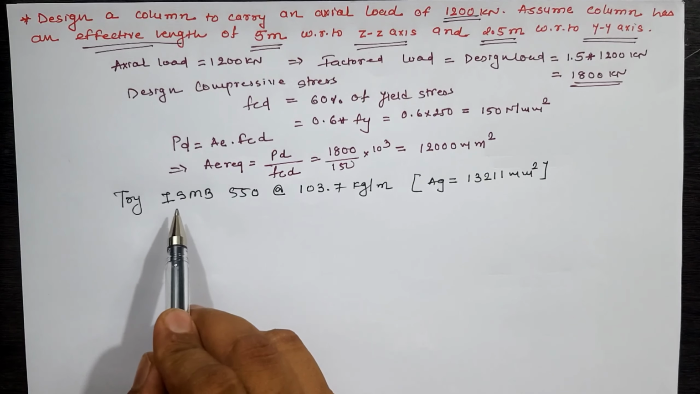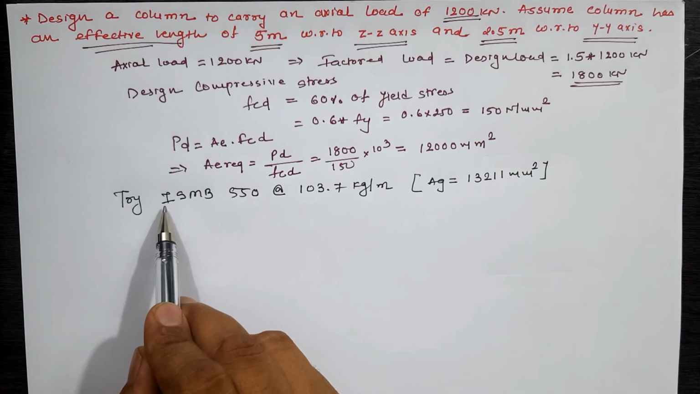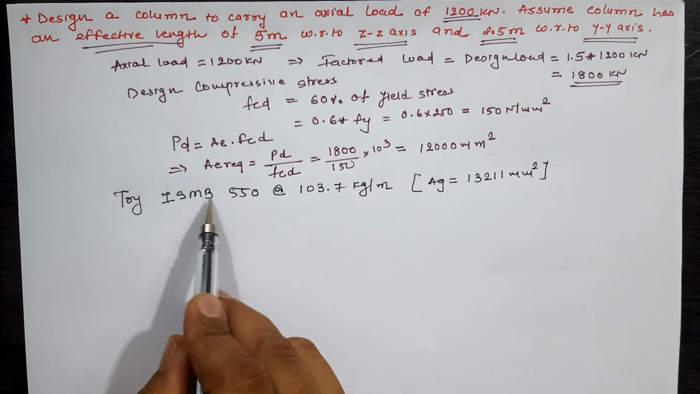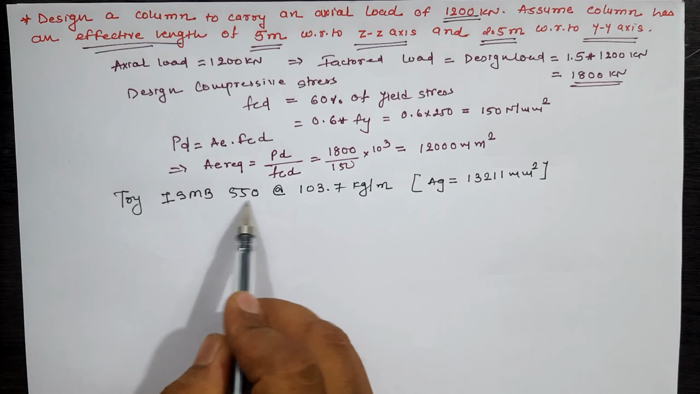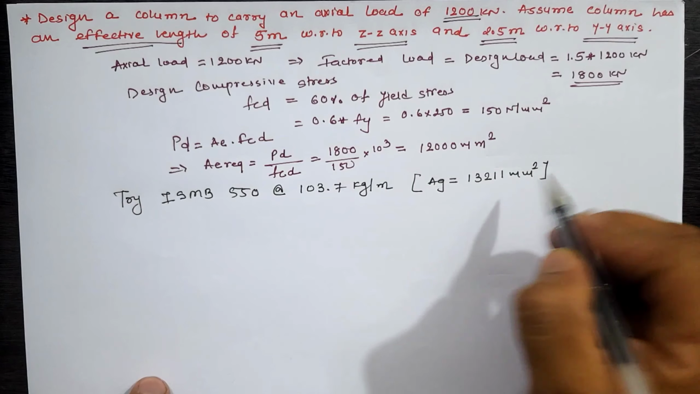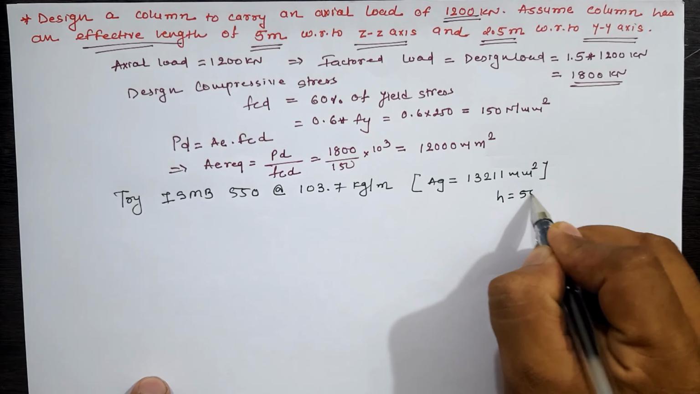Now from the steel table we can find the properties of the ISMB, Indian Standard Medium Beam section, having an overall height of 550 mm. So the required values are as follows.